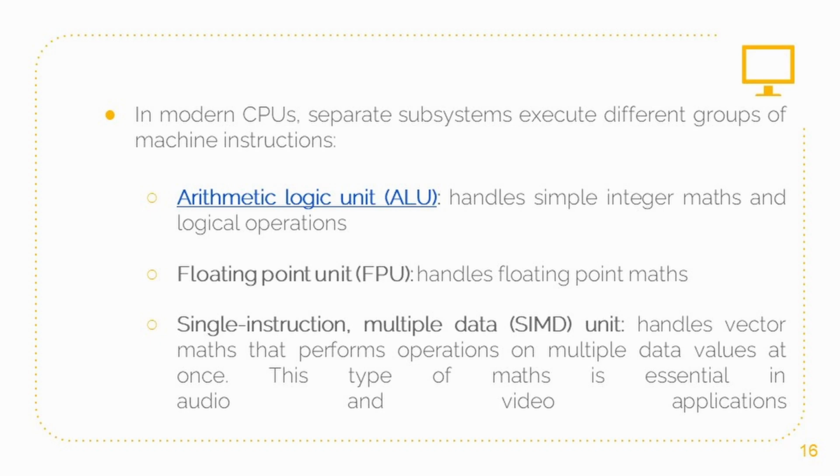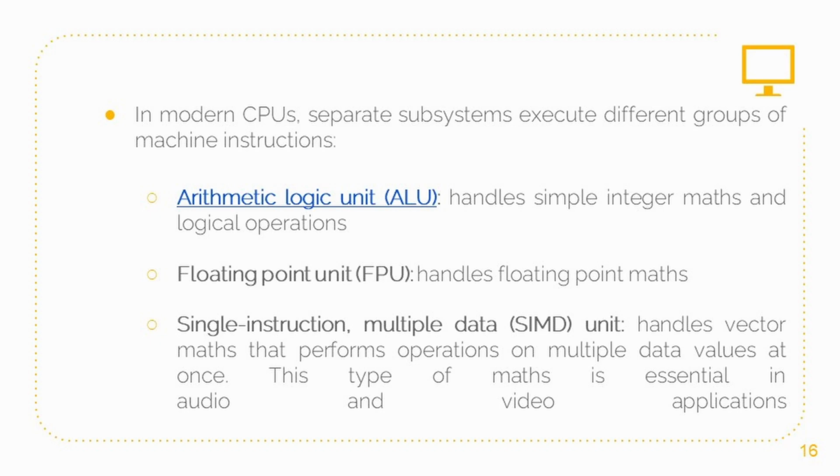3. Single Instruction, Multiple Data (SIMD) Unit. The SIMD unit is designed to execute SIMD instructions, which perform parallel operations on multiple data values simultaneously. These operations are typically performed on vectors or arrays of data, allowing for efficient processing of large datasets in parallel. SIMD instructions are essential in multimedia applications, such as audio and video processing, where large amounts of data need to be processed quickly, by offloading specific types of computations to dedicated subsystems like the ALU.